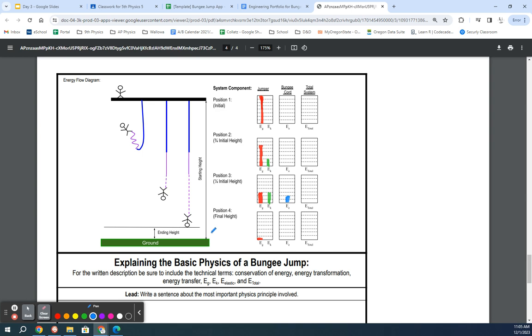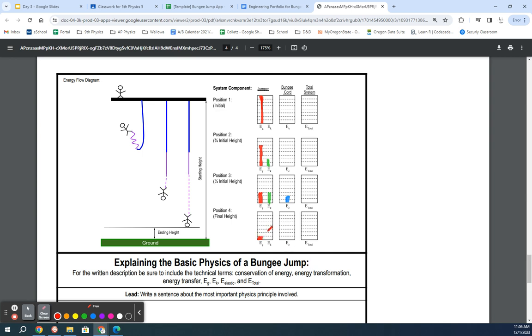For position 4, right, we're all the way down at the bottom. We are fully stretched for our bungee, and we're not moving anymore. Because if we were continuing to move down, we'd hit the ground or something. We don't want to do that. So again, I'm just going to fill this in just so that it gets all the way to that line, just to make the next step a little bit easier.